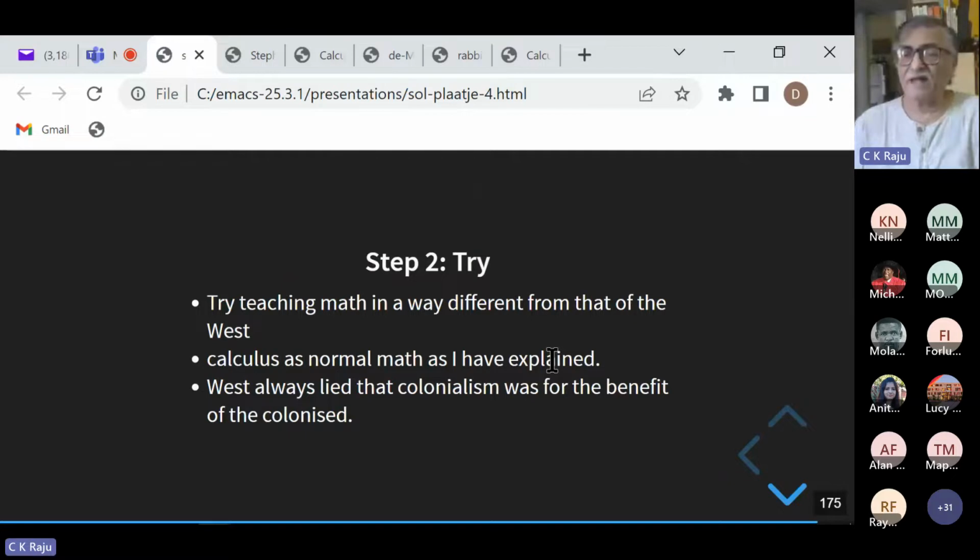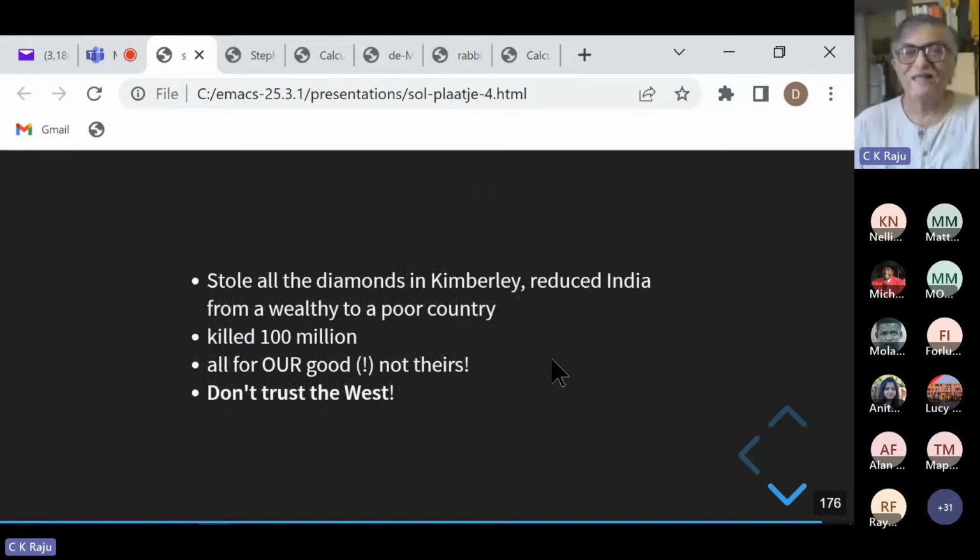So the West has always lied that colonialism was for the benefit of the colonized. They steal your diamonds, they steal the wealth, stole all the diamonds in Kimberley, reduced India from a wealthy country to a poor country, slaughtered 100 million in India, apart from what they did in America, and said it's all for your good, our good, not theirs. So don't trust the West. Try it yourself. It should be your knowledge.